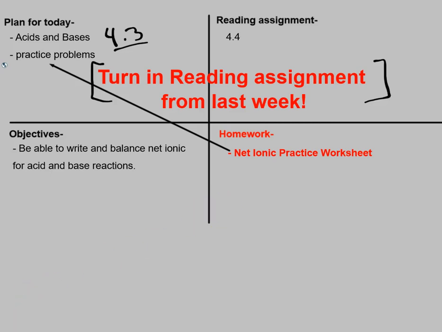So the plan, we're going to cover acids and bases. We'll talk about the practice problems that will then turn into this homework assignment. Tonight, please read 4.4 on oxidation and reduction. You'll be learning about that tomorrow, and you would be a lot better off if you read in advance. The objective is to be able to write and balance net ionics for acid and base reactions. So let's get after this.